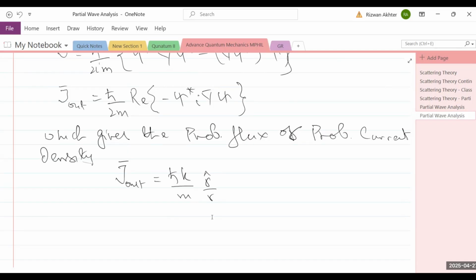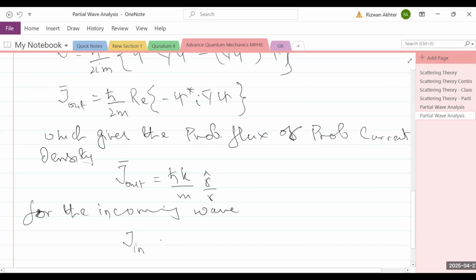And similarly for the incoming wave, you calculate that as well. And so that also comes out to be J in, which is equal to minus the same expression. The only difference is this minus sign, and this is very important. That is, we have a sign which is minus here. The sign is different for these two. So the only difference between J in and J out is this minus sign.